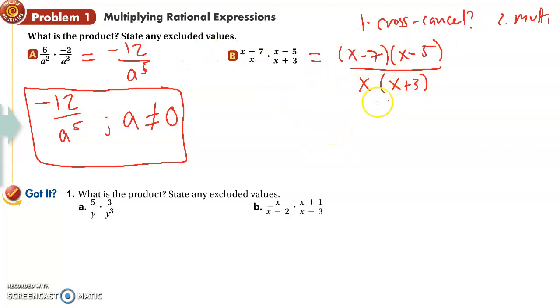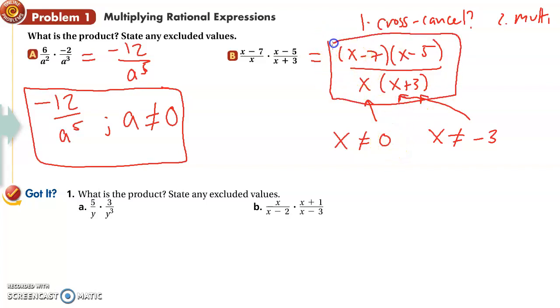All right, I'm looking at my denominator, and x is not allowed to equal two different values. It's not allowed to equal 0, because if 0 went right here, the whole thing would be 0. And x is not allowed to equal negative 3, because if negative 3 was plugged in right there, the whole thing would be 0. And we're not allowed to have a 0 in our denominator. So this would be our answer. And if they ask you to state any excluded values, those would be our excluded values.